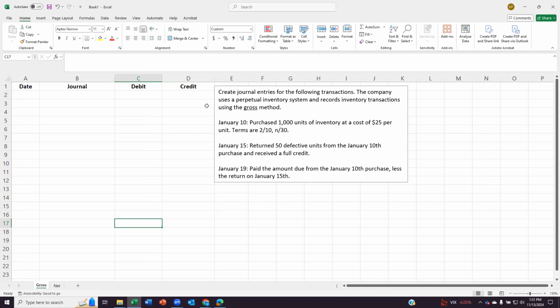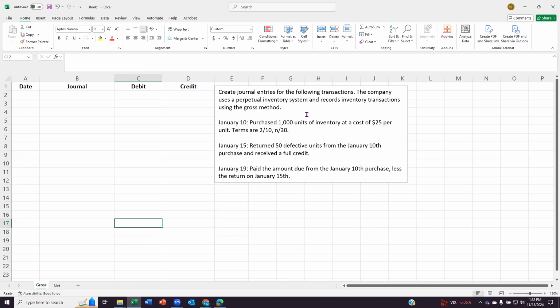So the first one says create journal entries for the following transactions. The company uses a perpetual inventory system and records inventory transactions using the gross method. So when we use a gross method, all it means is that we are going to assume that we are making these purchases at full price. We assume we're not taking the discount. That's what the gross method means.